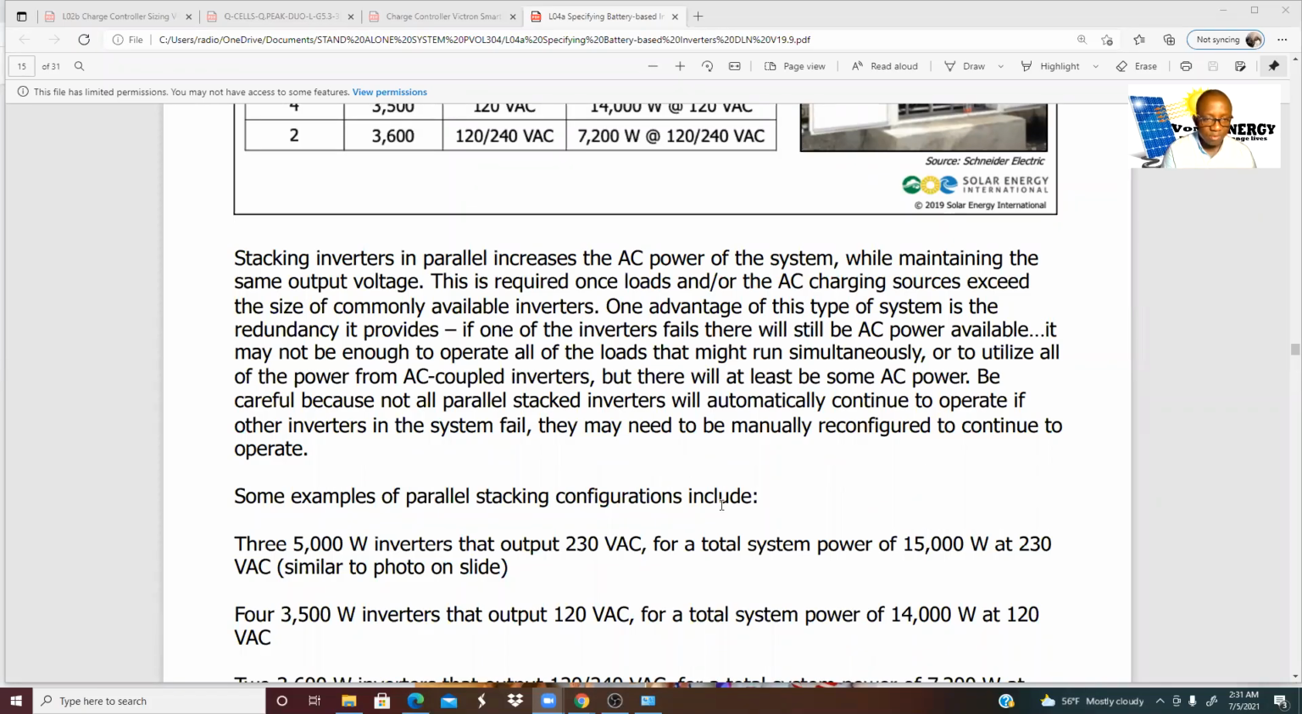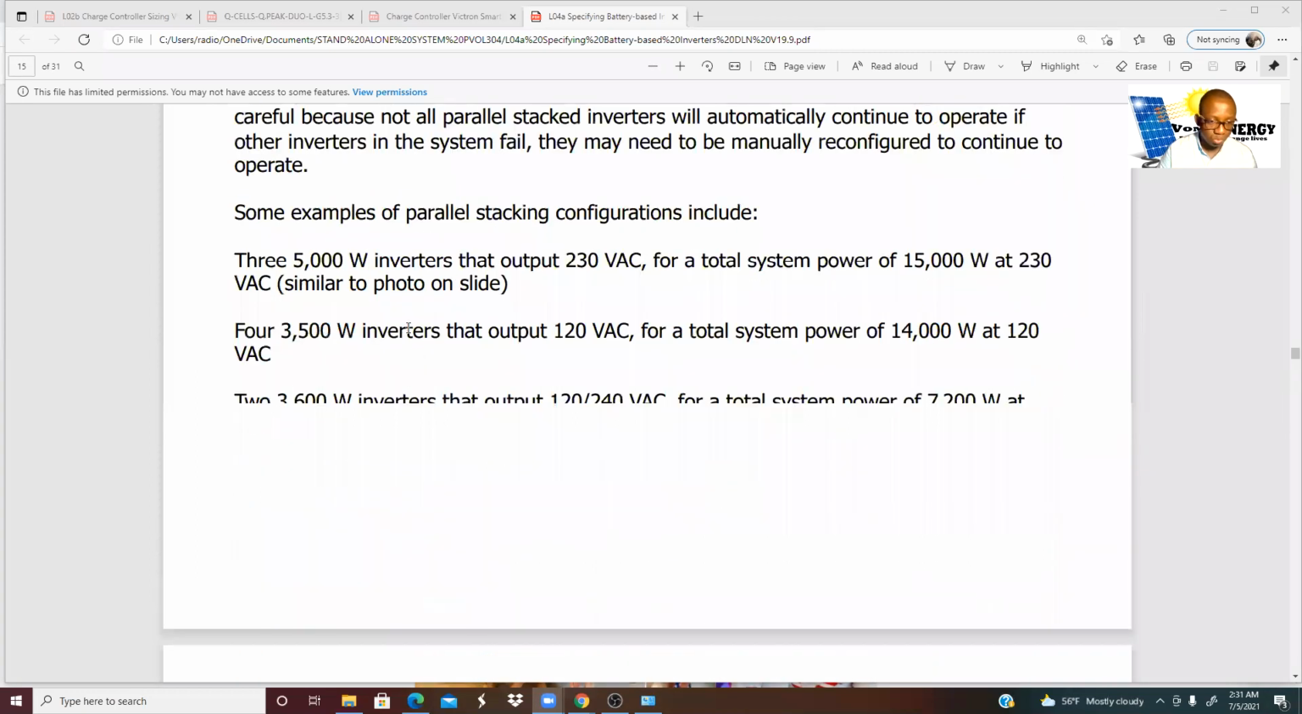Now, some examples of parallel stacking configuration include three 5,000 watt inverters that output 230 volts for a total system power of 15,000 watts at 230 volts, similar to the photo on the slide. I just explained it and I just showed you the illustrations. Notice when you parallel stack, the inverter wattage adds up, but the inverter voltage remains the same. Something to keep in mind.